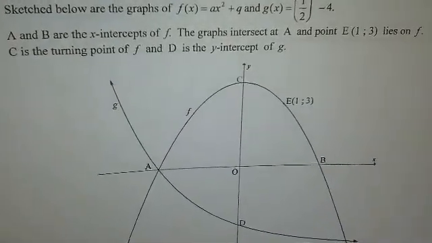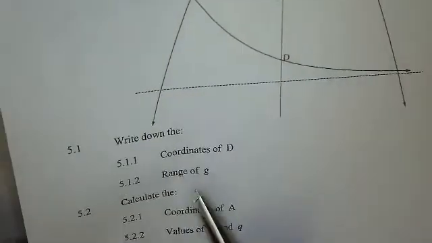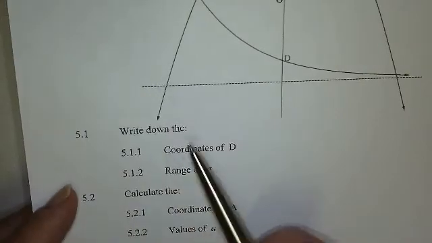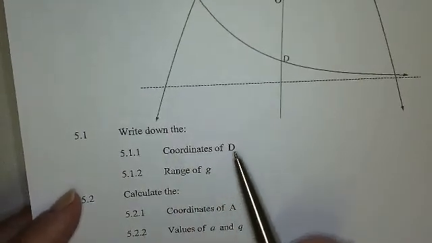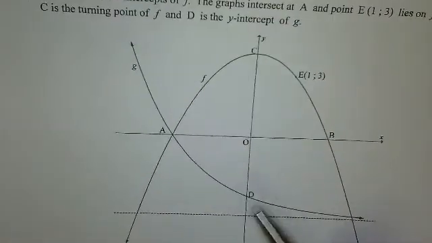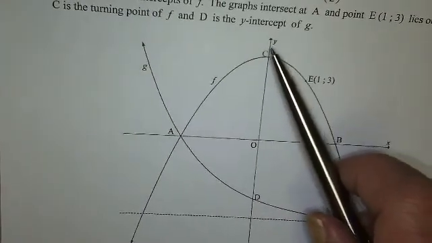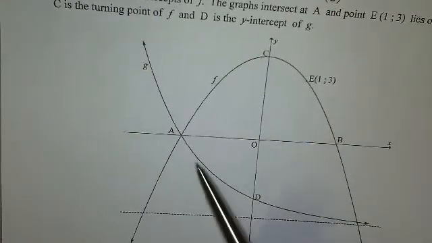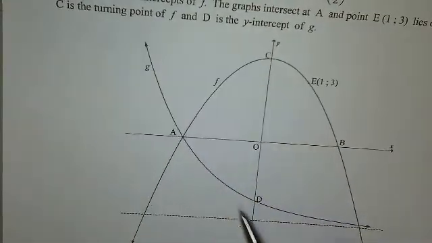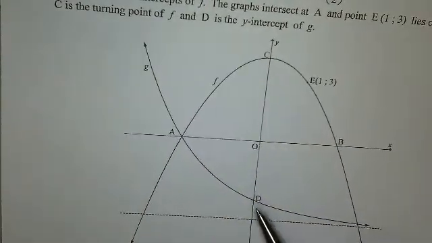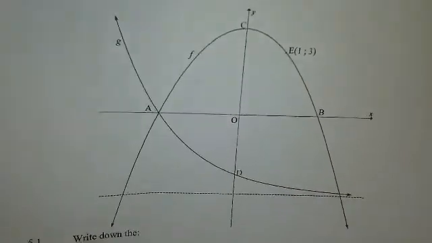Right, let's look at the questions. First of all, they say, write down the coordinates of point D. Now, if you look at the position of D, D is on the y-axis, and it's on the g graph. Now, my g graph is exponential. So that means that D is the y-intercept.